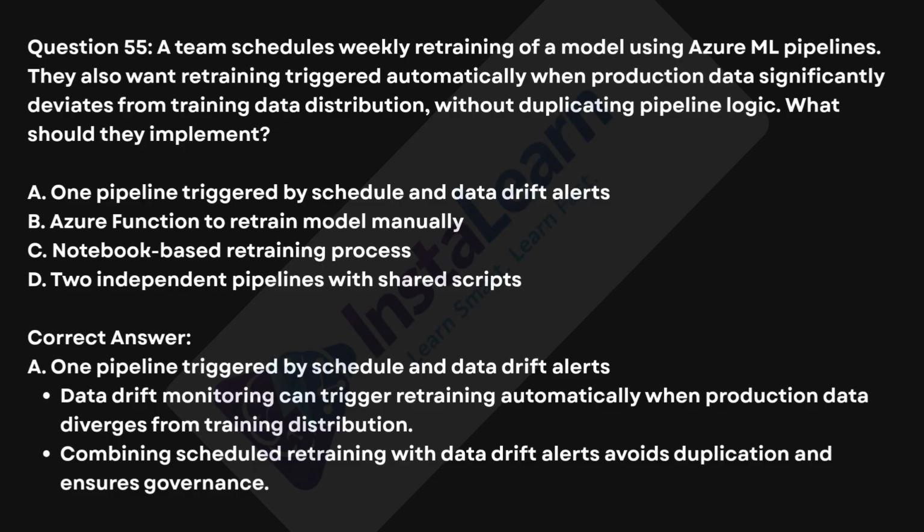Correct answer is A. One pipeline triggered by schedule and data drift alerts. Here's why. Data drift monitoring can trigger retraining automatically when production data diverges from training distribution. Combining scheduled retraining with data drift alerts avoids duplication and ensures governance.